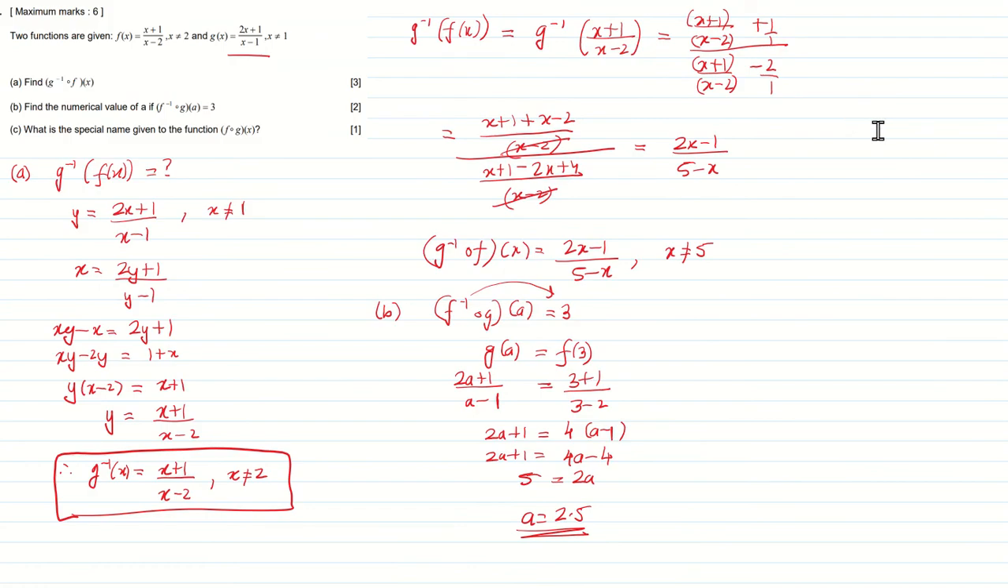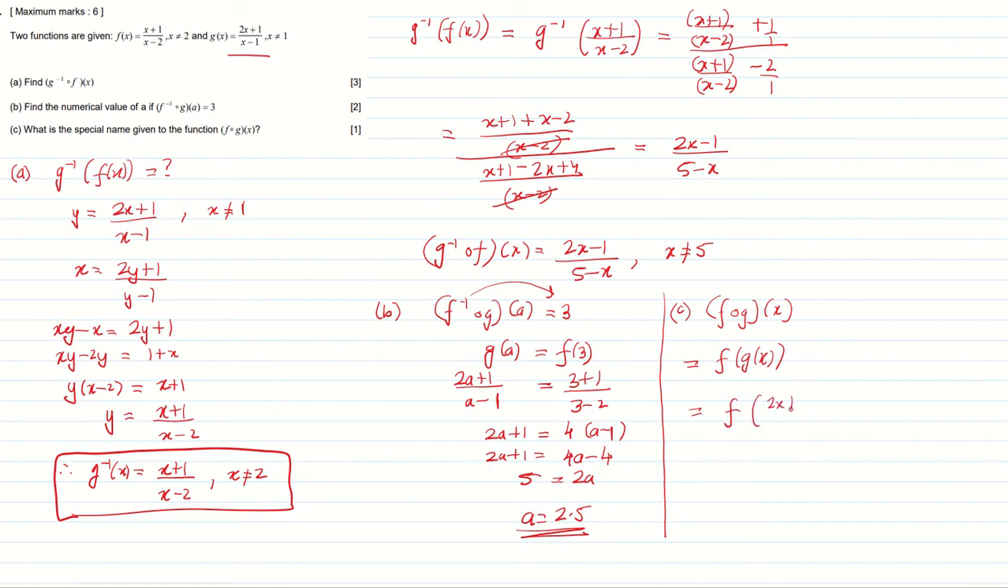Now part C, what is the special name given to the function f of g of x? This is a special name. You can't call it a composite function. So if you try to find f of g of x, so if you do f of g(x), so your g(x) is (2x plus 1) upon (x minus 1).